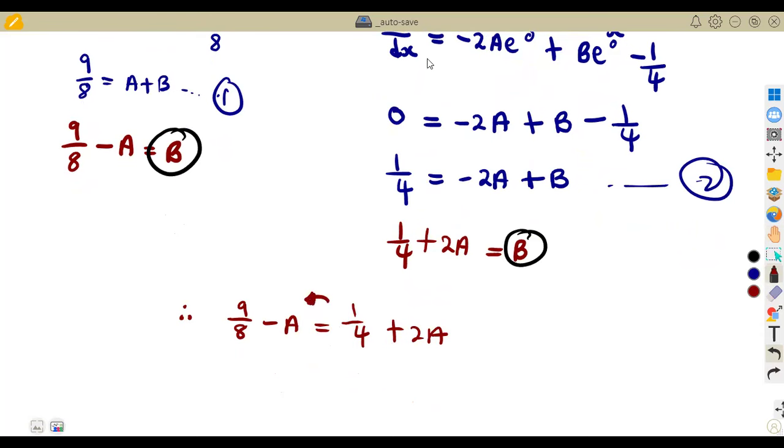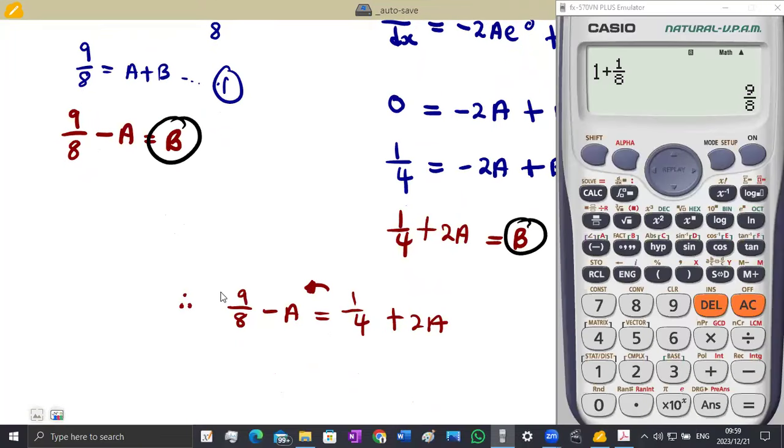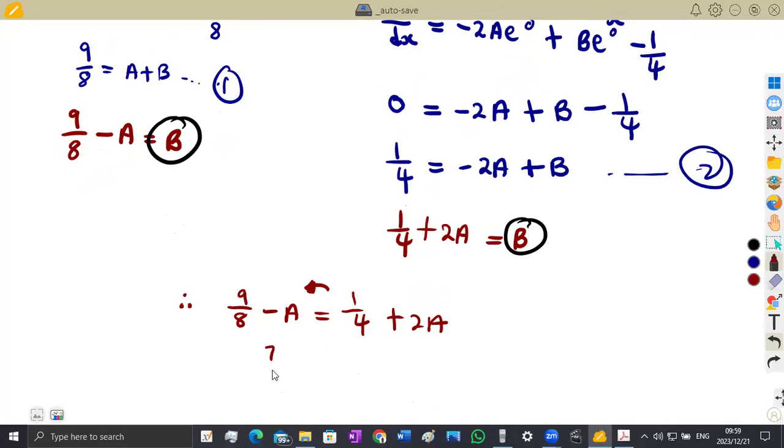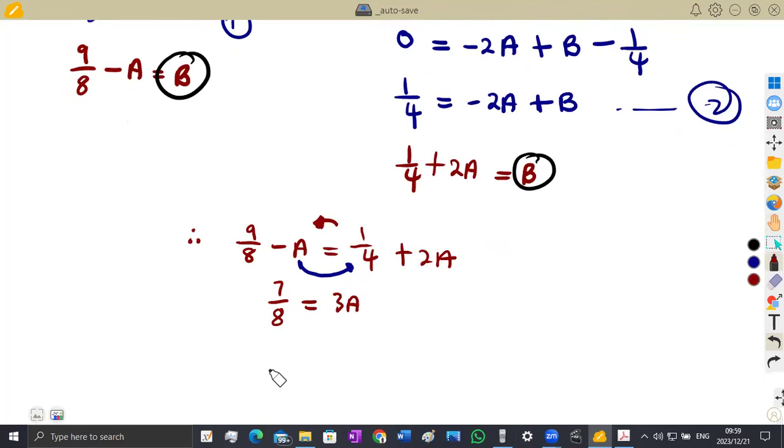All right, let me have my calculator here. 9 over 8, I'm going to subtract 1 over 4 that side. So this is subtract 1 over 4. It's going to be 7 over 8. So 7 over 8 will be equal to, if I transpose the negative A this side, it's going to be a positive. So it will be 2 plus A, which is 3A. So definitely to find A, we have to divide by 3, both sides.